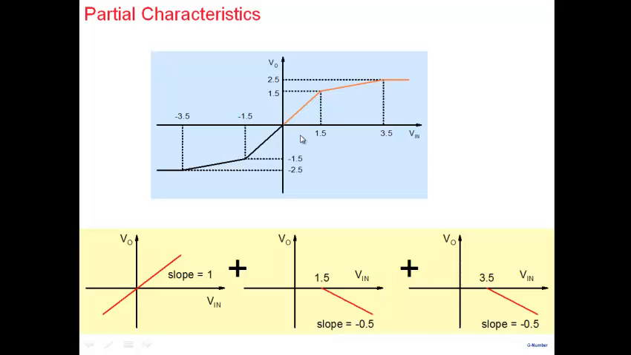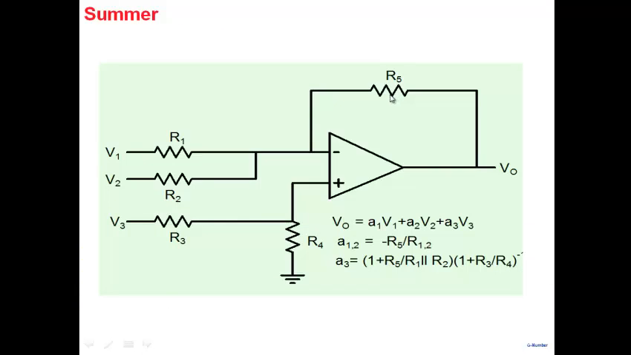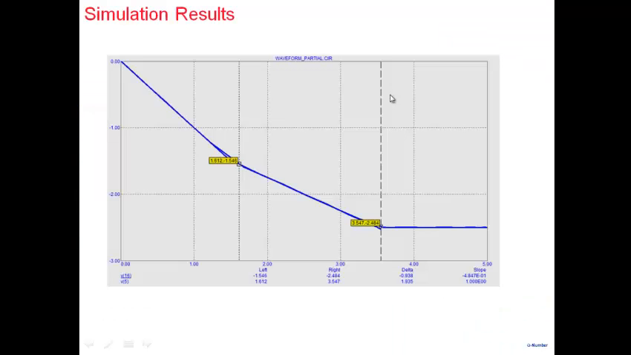Now, in the lab, what we would like you to do is generate the characteristics in only one quadrant first, and then if time remains, you can generate the characteristics in the second quadrant as well, and then test it out with a triangular wave of 4 volt amplitude.